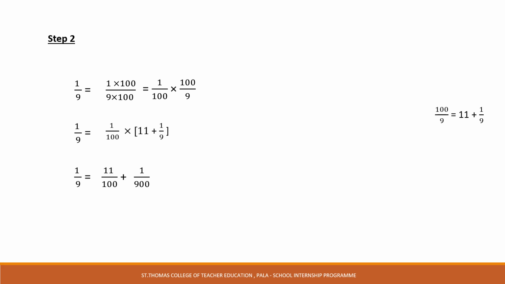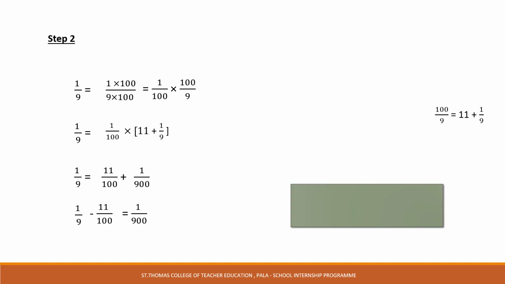So tell me the last step. Yes, 1 by 9 minus 11 by 100 equal to 1 by 900. Very good. So from step 2, we get the second equation as 1 by 9 minus 11 by 100 equal to 1 by 900 and we consider it as equation number 2. Now let's see step 3.